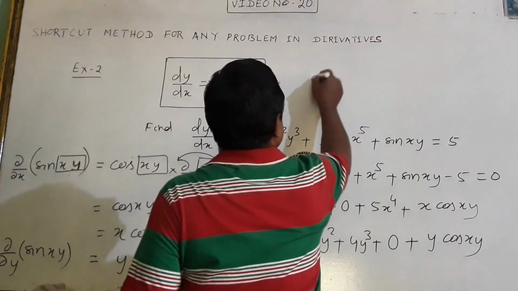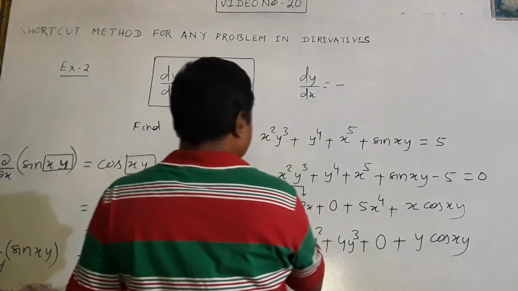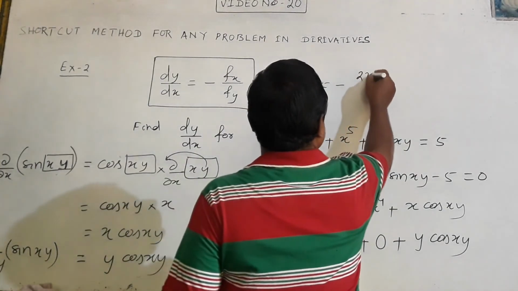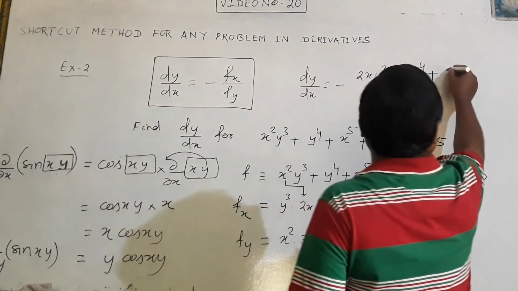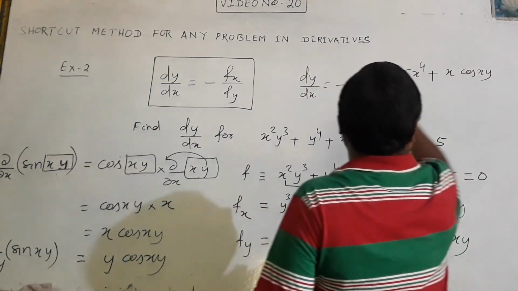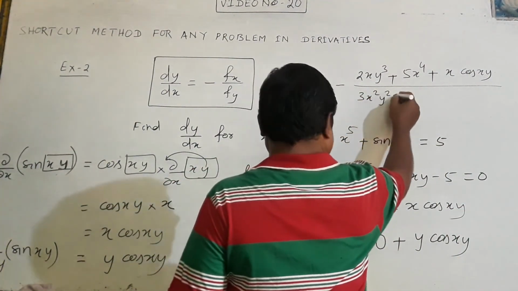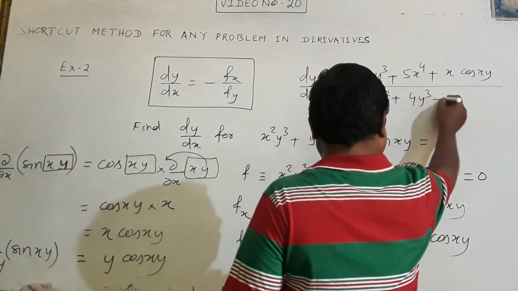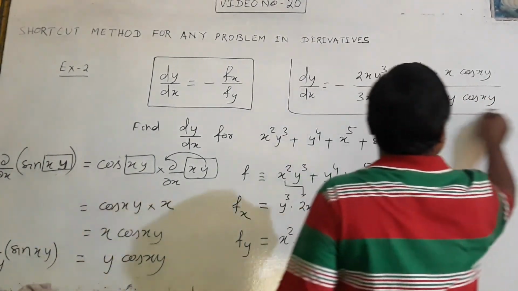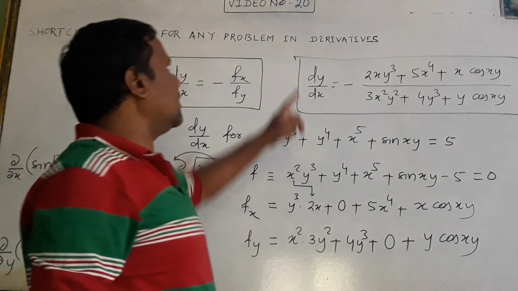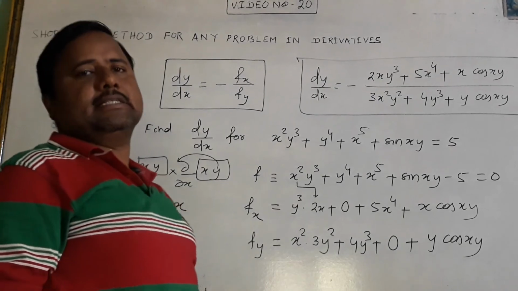Now what is dy by dx? dy by dx is equal to minus, 2xy cube plus 5x fourth plus x cos xy, divided by 3x square y square plus 4y cube plus y cos xy. Okay, this is the answer. This is the short trick derivative, only for entrance examinations.